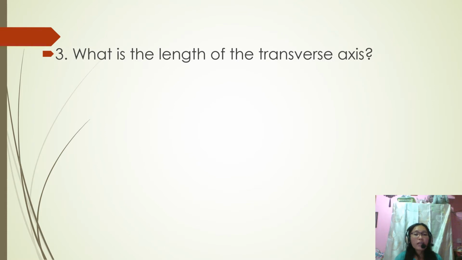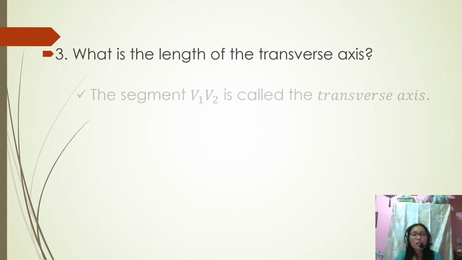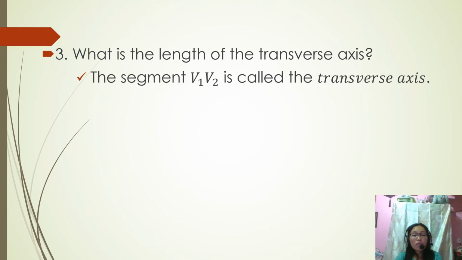Next, what is the length of the transverse axis? So, we have the segment V sub 1 and V sub 2 is called the transverse axis. Kung unsang imong vertex, mao nang imong transverse axis. Kung asa di ay ang imong vertex, naa dito ang imong transverse axis. Usually, it depends kung unsay equation. Okay? So, but its length is still 2a. Okay? Transverse axis. Nganong A because of this clue. Vertex. Okay? 2a siya.